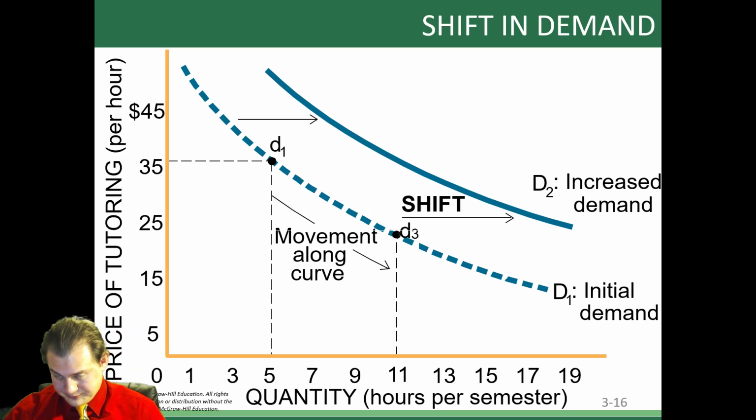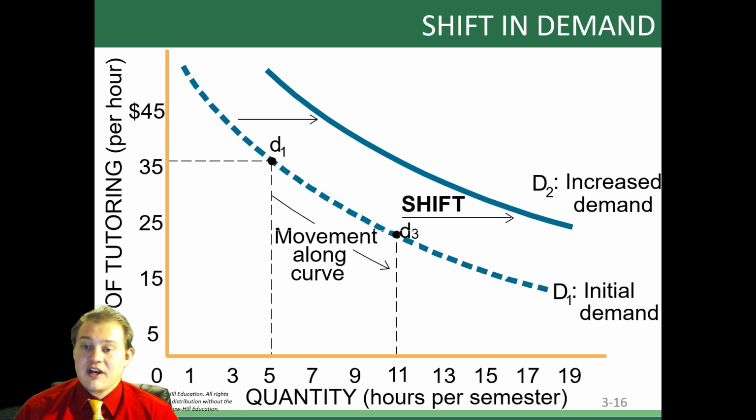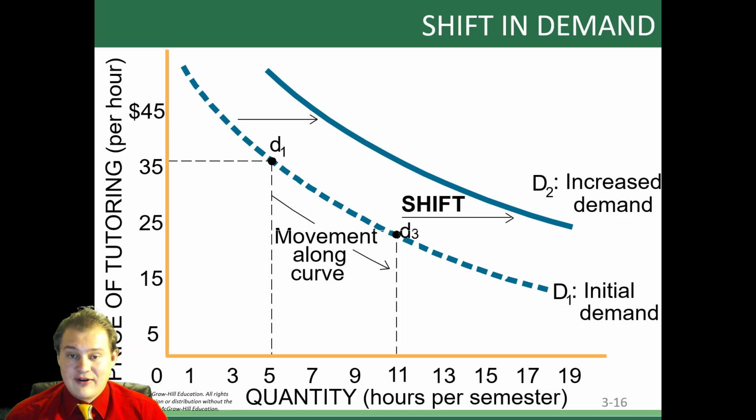It's shifting out. Now, no matter where you are on that new line, everything is going to have a lot more demand per price. Whether you're charging 35, 25, 15, there's going to be more people wanting it no matter what price you put it at compared to what price it used to be, okay?